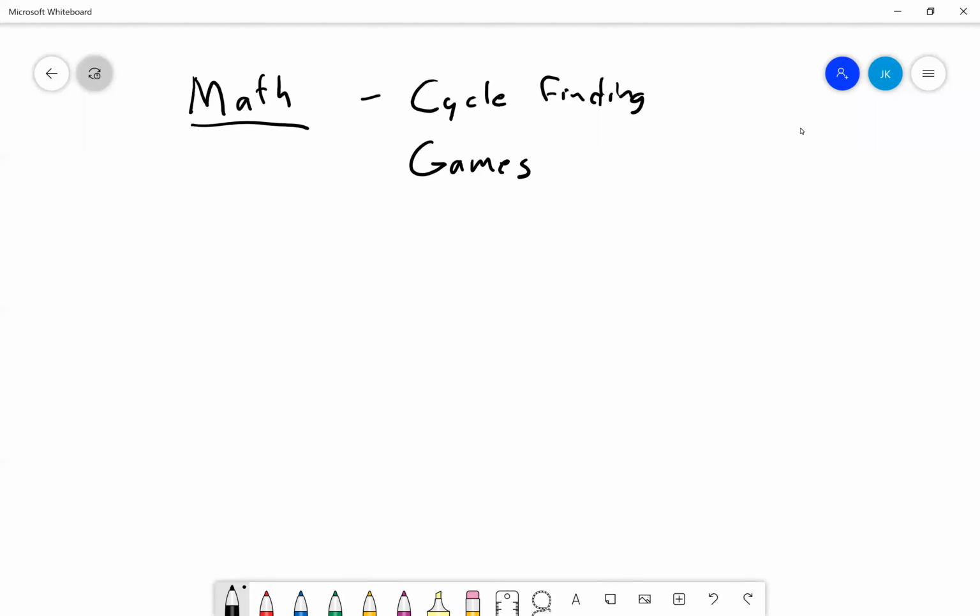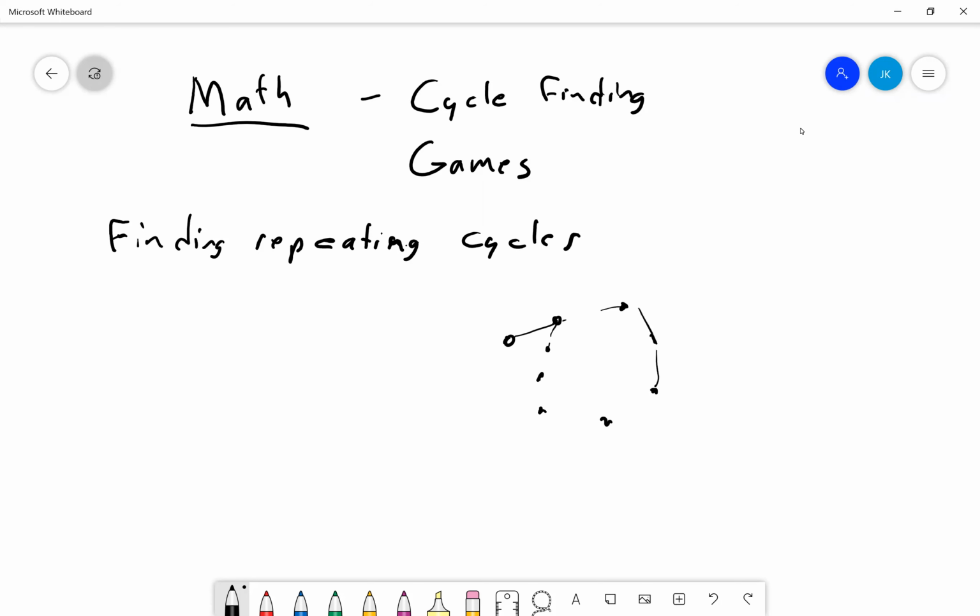So one of these is finding repeating cycles. And the idea here is that you have a process that's going to generate values or states or something like that. It's generating something, and eventually it brings you right back to where you were at some previous point. Now, it's not always the starting point. It might be some other point along the way, but you've got a cycle that then once you're in that, it's going to keep repeating over and over.